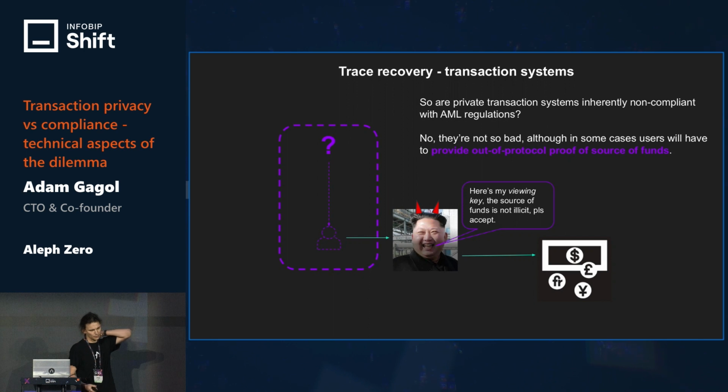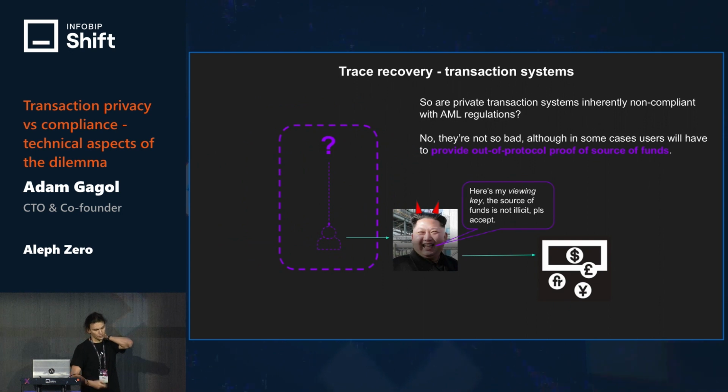So does it mean that Zcash and the like are not compliant? No, it doesn't mean so. What it means is that in some situations, users of these platforms can be asked to provide out-of-protocol proof of source of funds. This can be inconvenient. This can be actually hard to organize. So what we would like to do is to provide a protocol which would allow creating such proofs in a simple and convenient way for users.